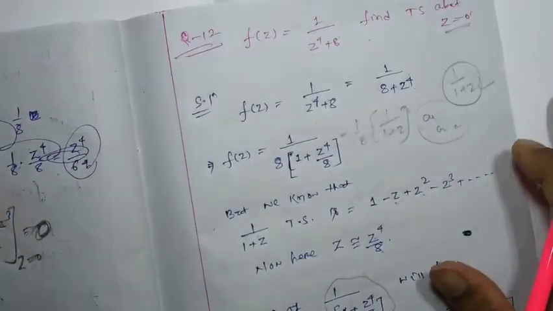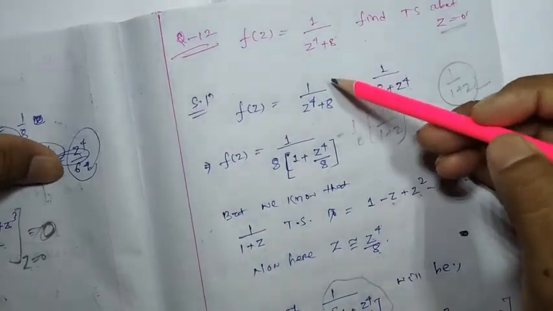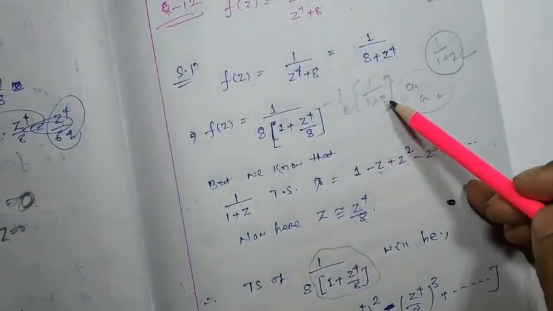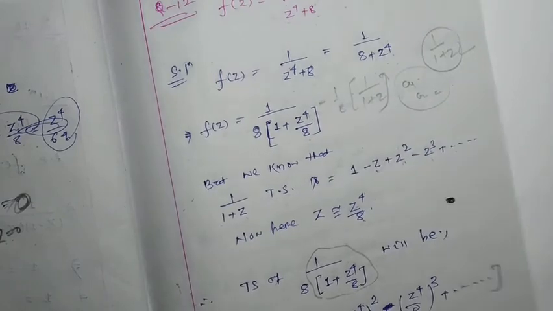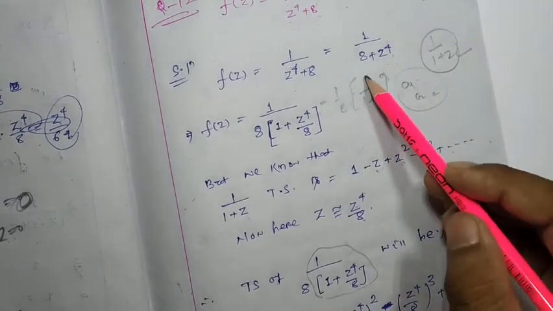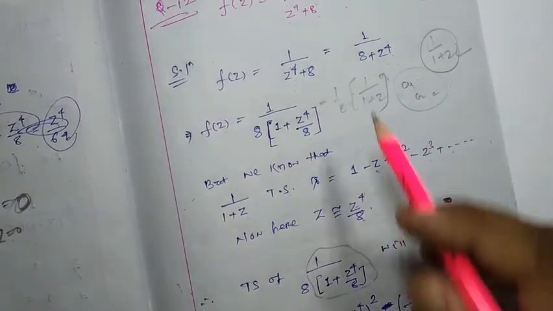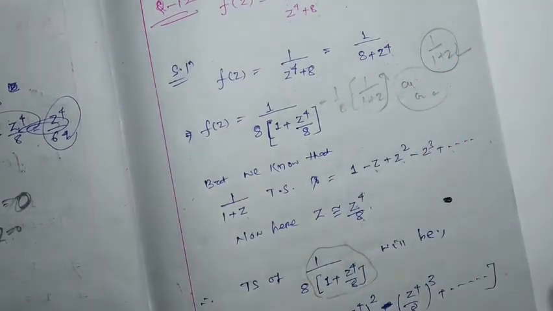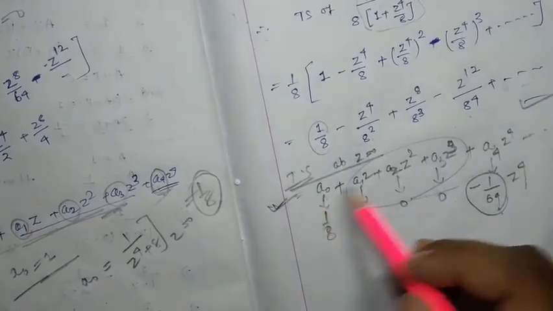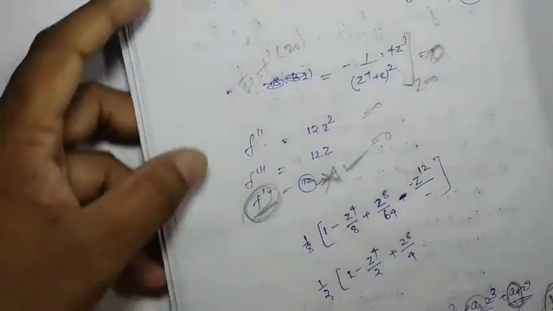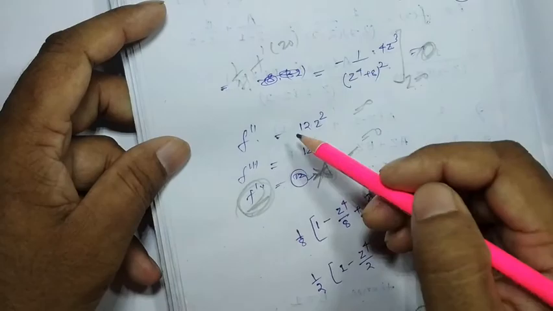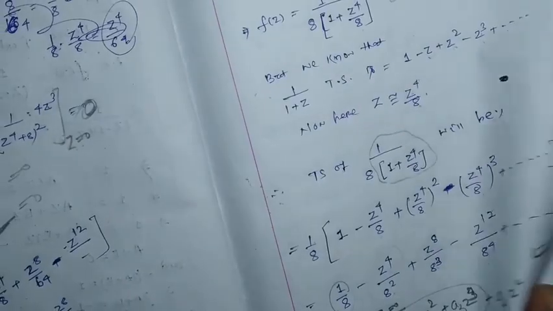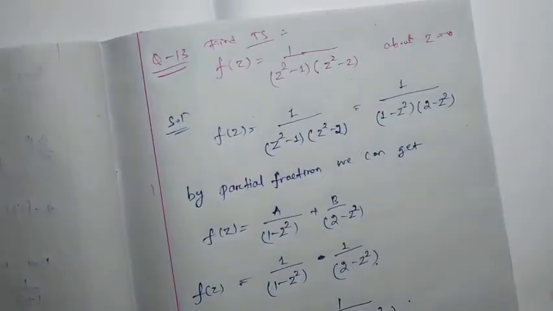Okay, so I suggest that this type of question you have to solve in this method, by considering 1 by 1 plus z Taylor series. In this way you can solve this type of question easily. Otherwise, you have to find the first derivative, again second derivative, third derivative, which will be a somewhat lengthy process. We have to go for the next question, that is question number 13.